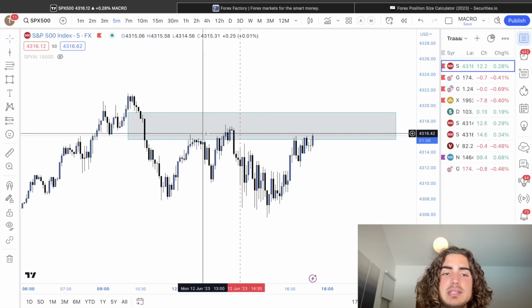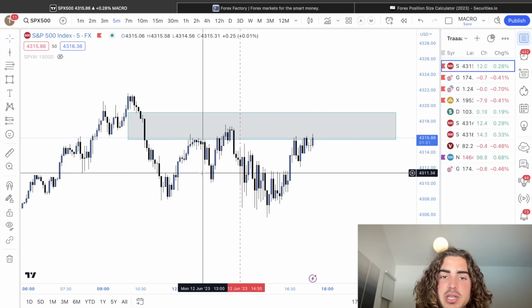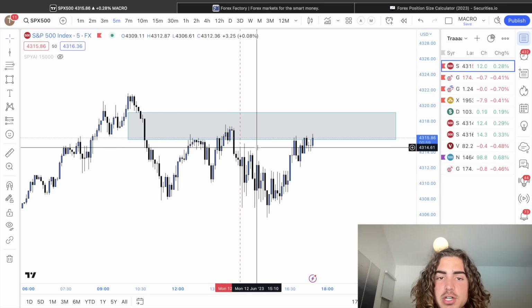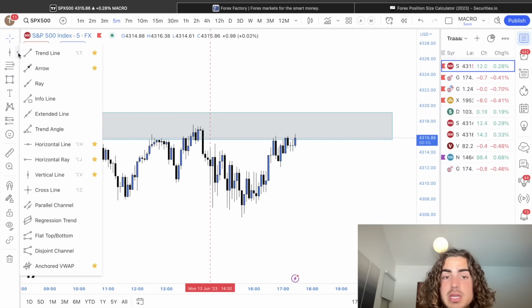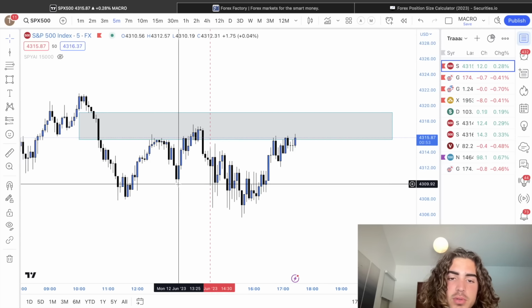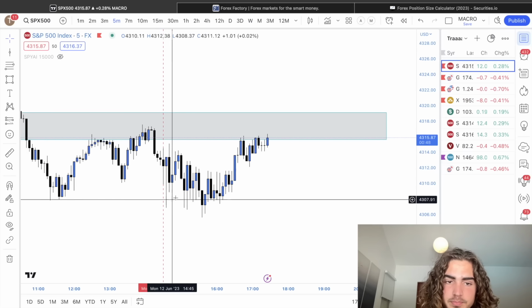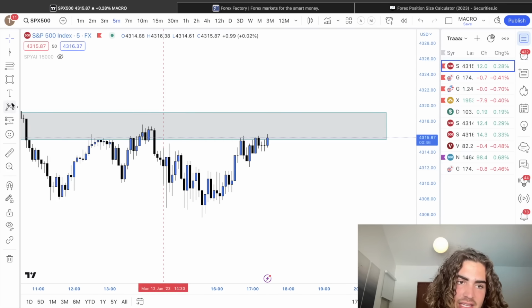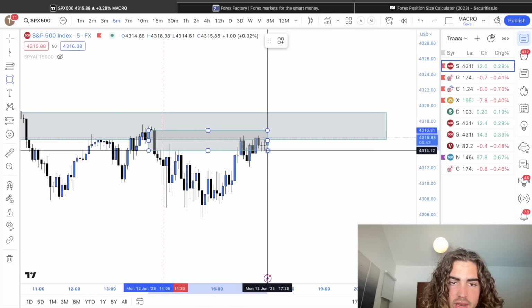So we see price come into this 15-minute imbalance. We see a break of structure here, rally back up. Break of structure here now, we come down, make a lower low than this one, so we can confirm that maybe we're trending down now. And then we see market open, and we see a push up into another imbalance within here.